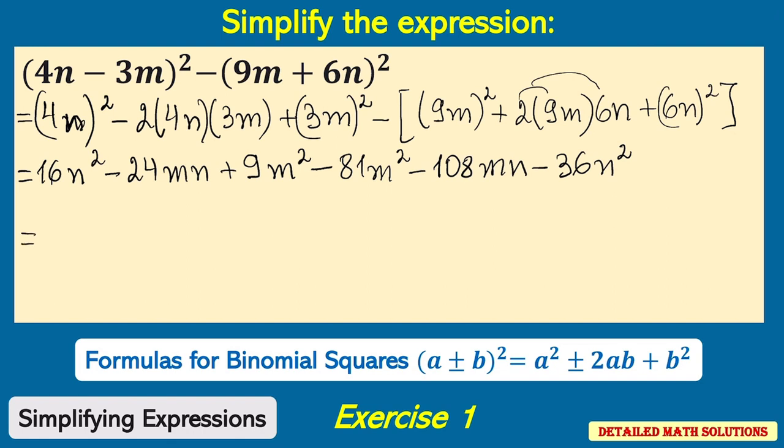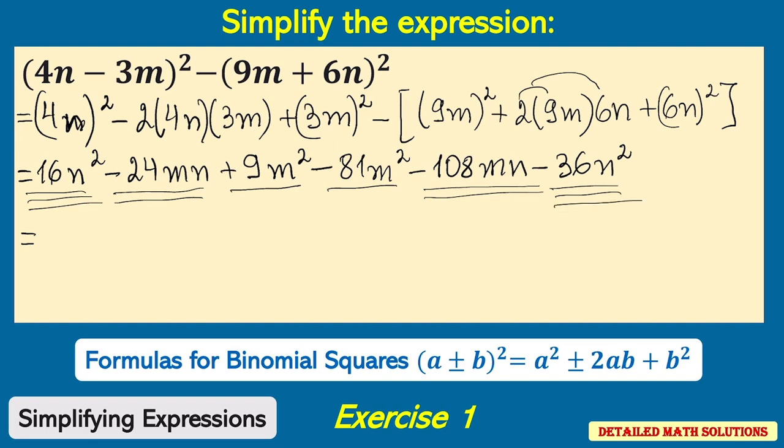As a next step, I need to add all like terms. All like terms are 9m squared and negative 81m squared. I have also negative 24mn and negative 108mn. And lastly, I have 16n squared and negative 36n squared.